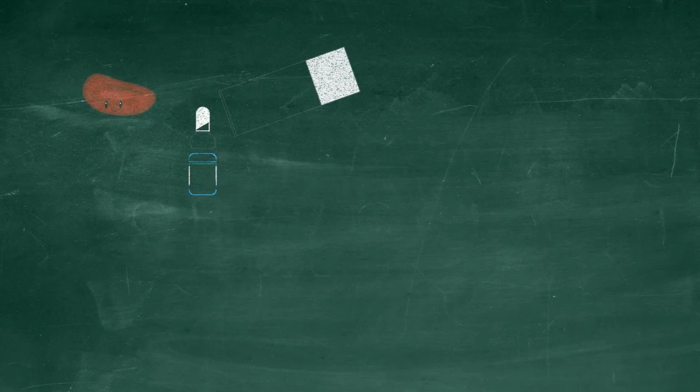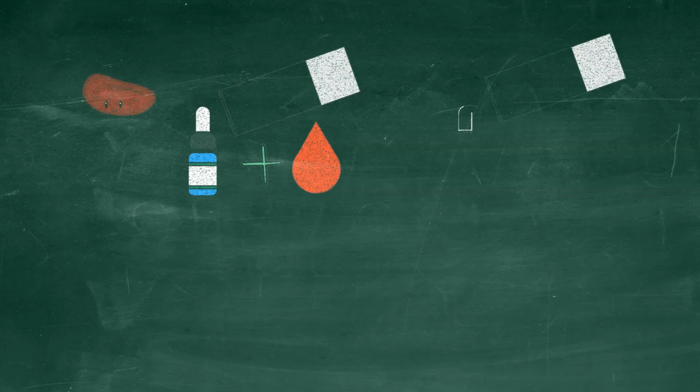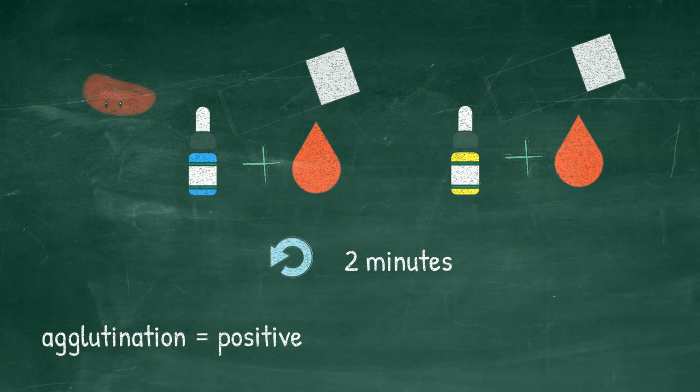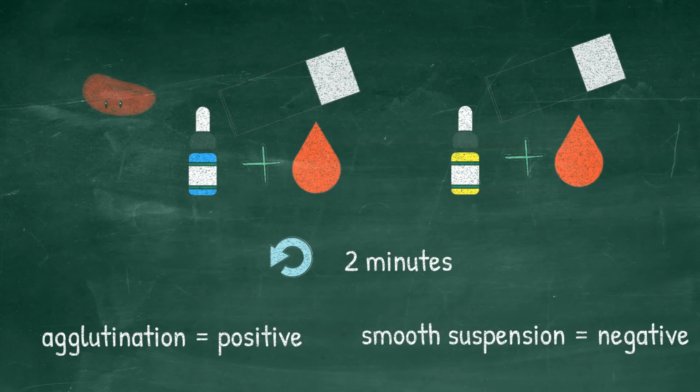The ABO typing can also be done on a microscope slide. The process is mostly the same, but instead of doing it in a tube, we do it on a microscope slide. And instead of using a centrifuge, we gently tilt the microscope slide in circular motions for about 2 minutes. If we observe agglutinations within 2 minutes, it means a positive result. If there's no agglutination, which means a smooth suspension at the end of 2 minutes, it means a negative result. And remember, do not place the slide on a heated surface.